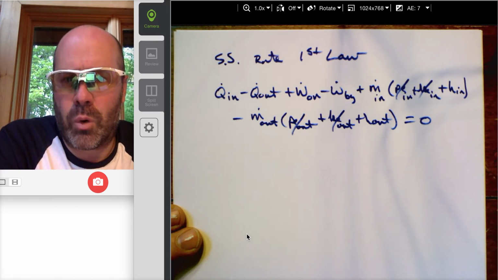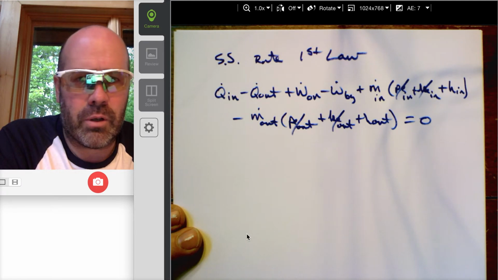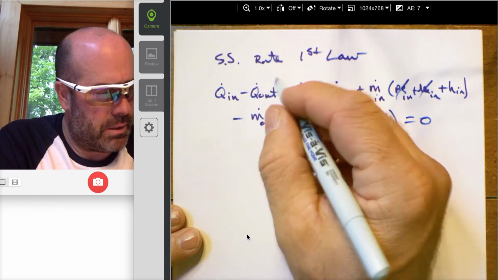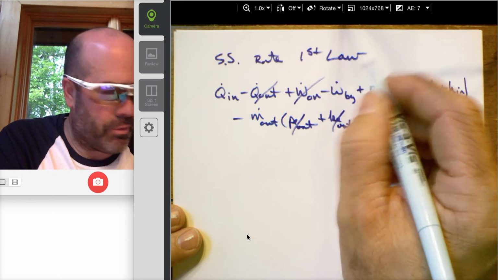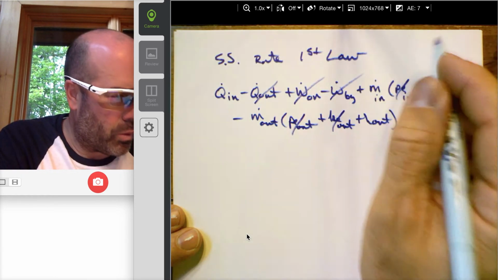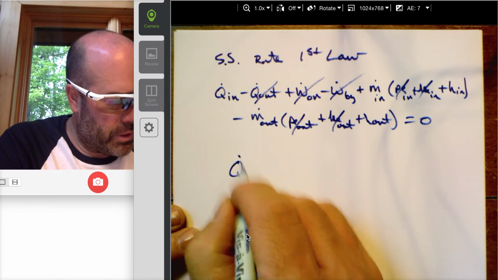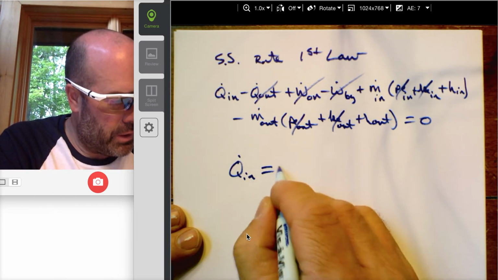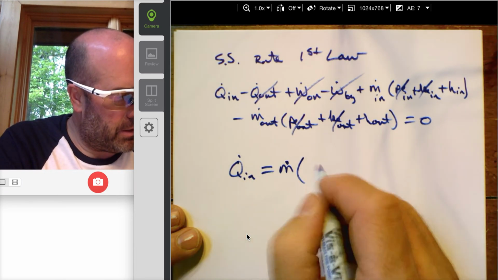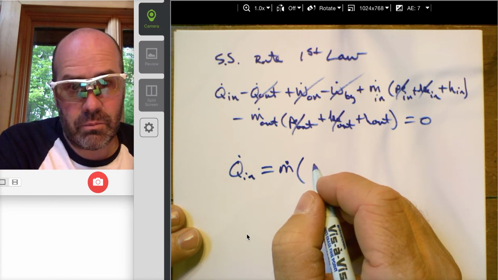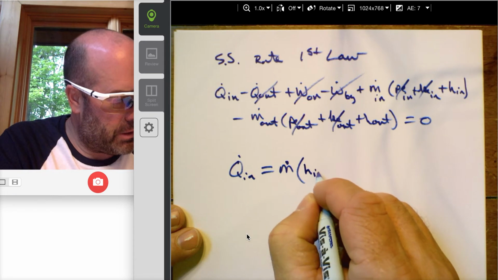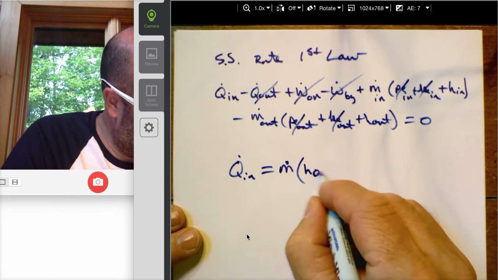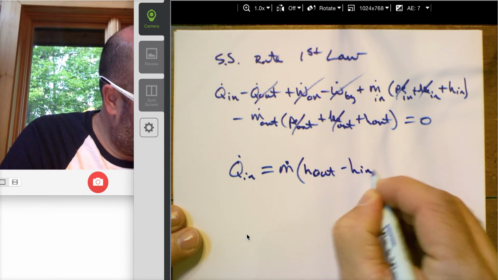Let's say that we had a boiler. And in our boiler, there is no heat transfer out of the fluid, no work on, no work by, and we're left with Q dot in the boiler equals M dot of the steady state. So in and out are going to be the same. M dot H in, oops, move it to the other side, H out minus H in.